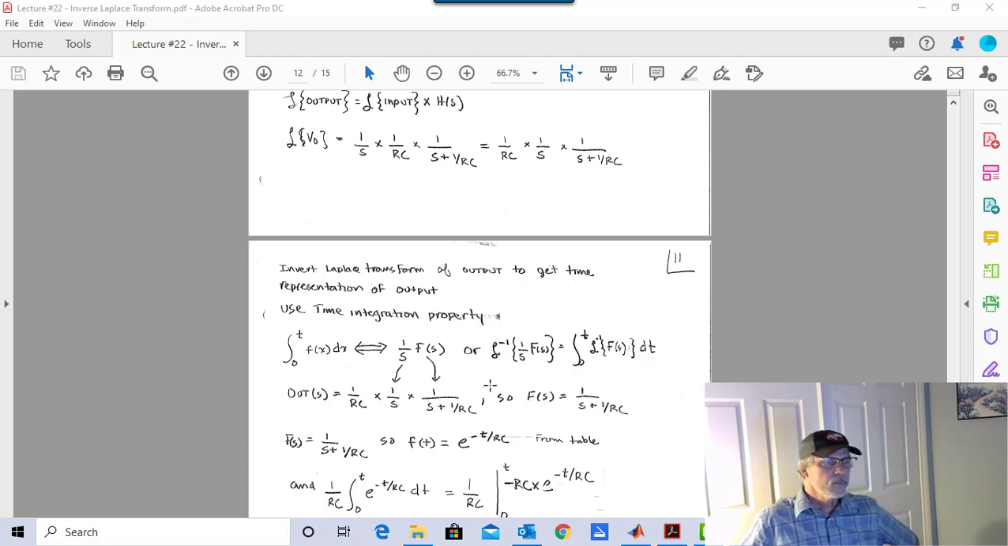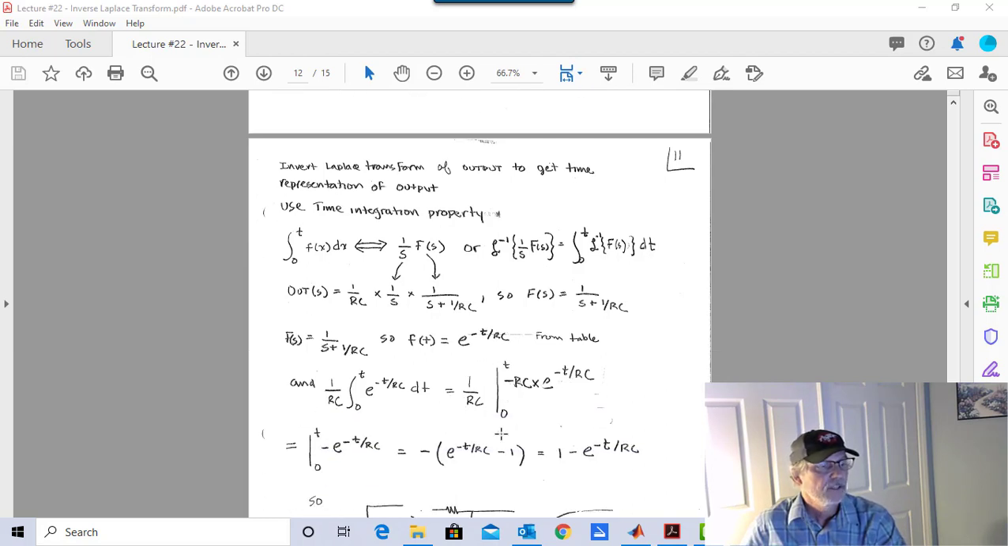So my Vout(s) is going to be 1 over RC, that's a constant, times 1 over s, there it is, times 1 over s plus 1 over RC. So let's say that F(s) is just 1 over s plus 1 over RC. And that has a really easy inverse Laplace transform. It's just e to the minus t over RC. So now that I have my inverse Laplace of F(s), I just need to do the integration.